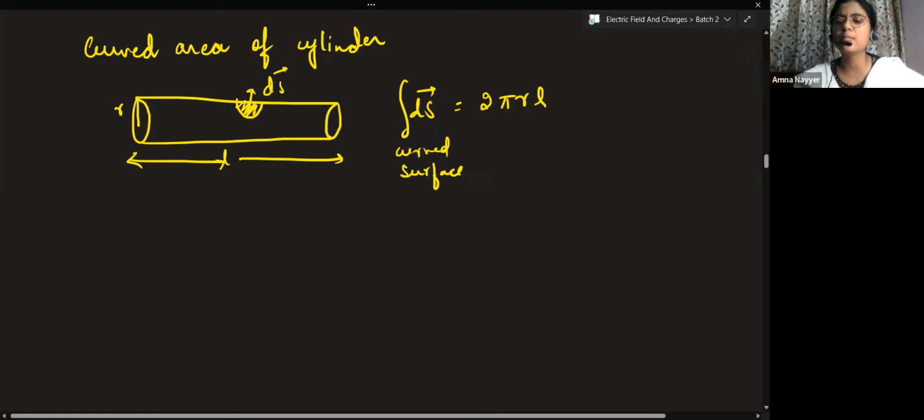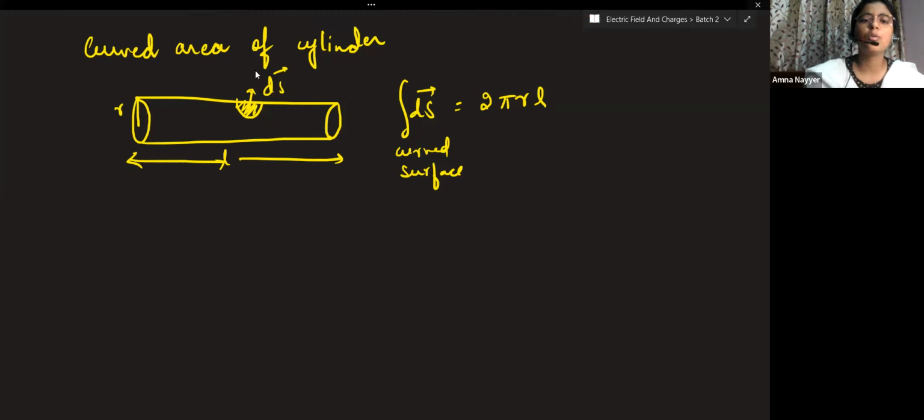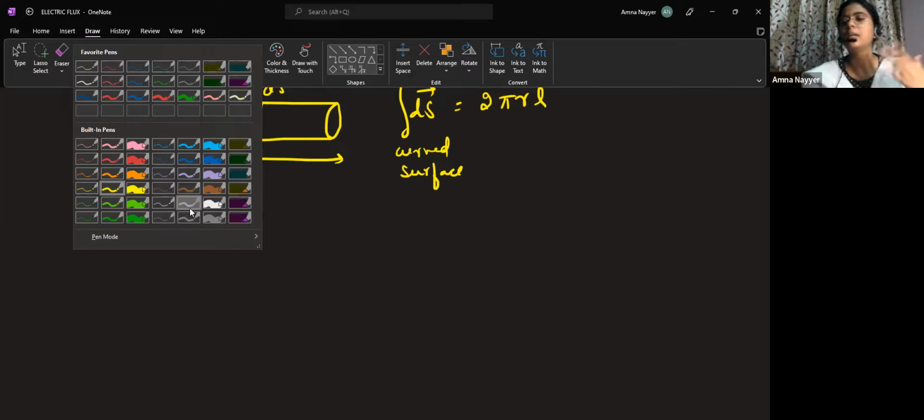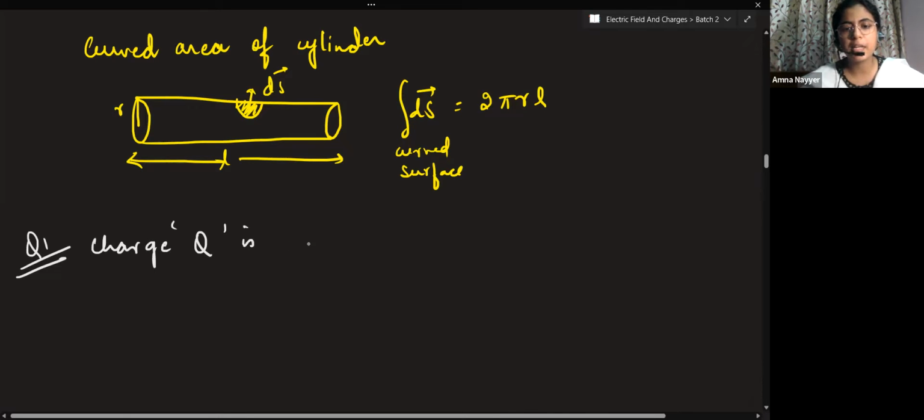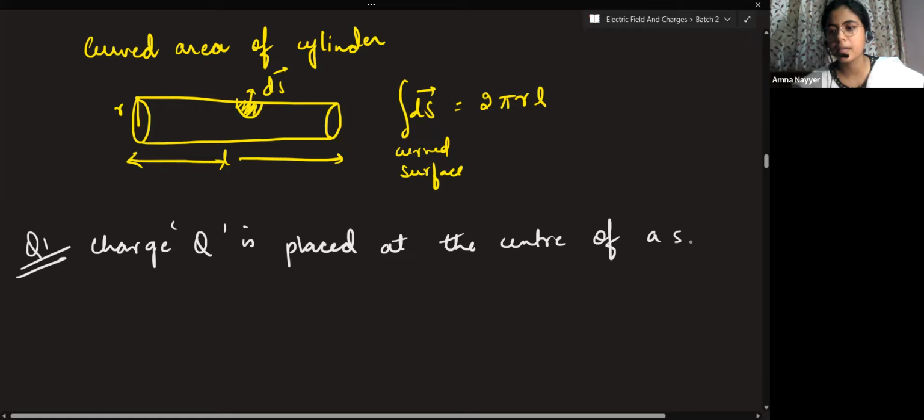All right. So in this manner, you have various surface areas, and you can consider whatever is the surface area and multiply it with the electric field. See, let's do a derivation, in question form only. If charge Q is placed at the center of a sphere, and we have to calculate the flux through it.